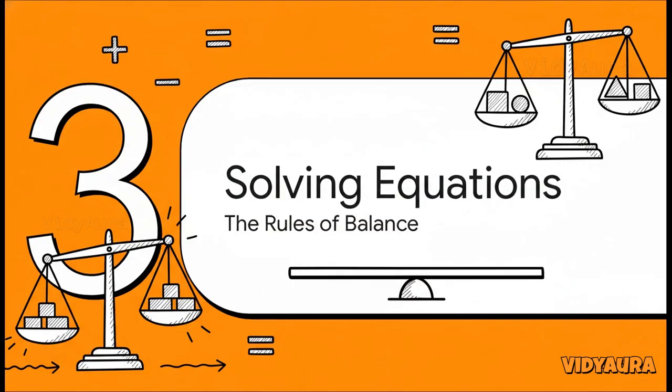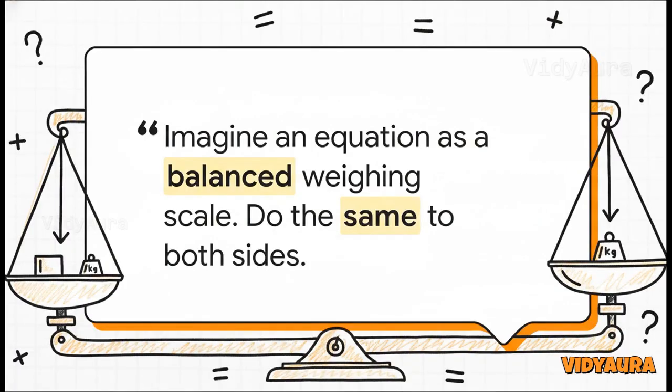Okay, this leads us to the absolute number 1 rule for solving these algebraic sentences. It's a super simple idea, but trust me, it's the key to everything. We call it the rule of balance. I love this way of thinking about it. Imagine an equation is like one of those old school balancing scales. If you put something on one side, what happens? It tips over, right? To keep it perfectly balanced, whatever you do to one side, you have to do the exact same thing to the other. That one simple, beautiful idea is how we find our mystery number.